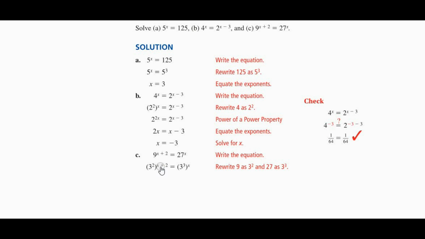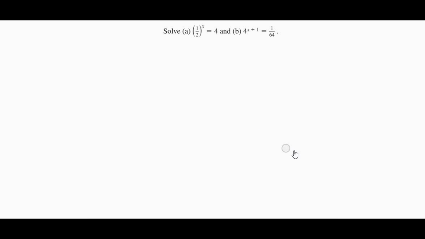Now what happens with our exponent of 2 that's raised to the power of x plus 2, we have to multiply that through each of those. So we're going to end up getting 2x plus 4 on the left side. We're going to end up getting 3x over here. So 3 to the 2x plus 4 equals 3 to the 3x. Now we have the same base. Okay? Now we can set 2x plus 4 equal to 3x, and we can solve for our x value.